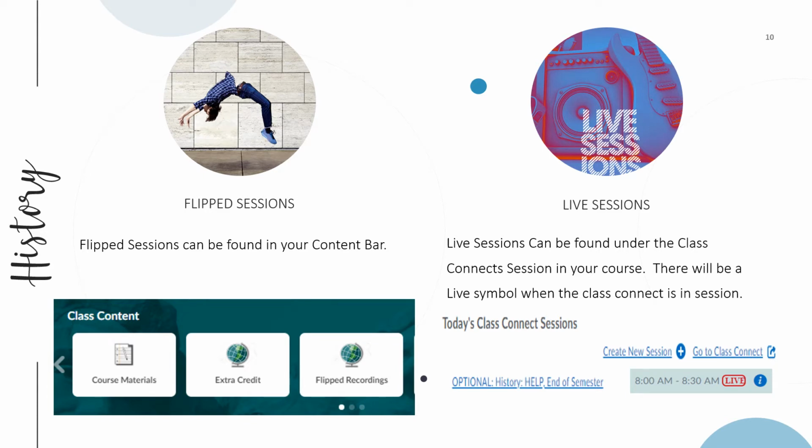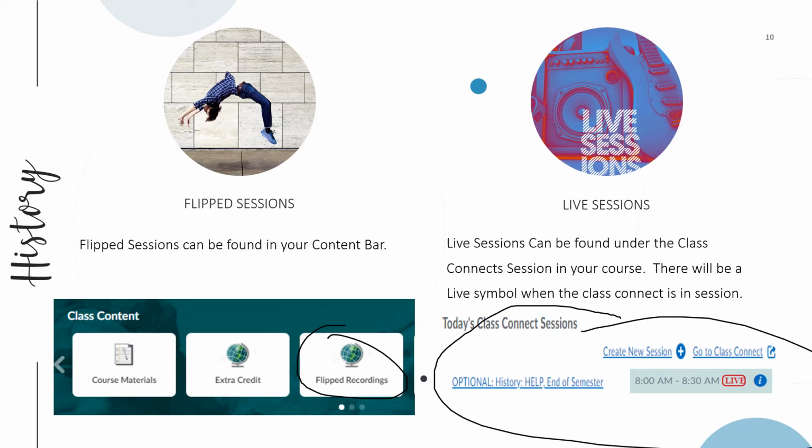The flip sessions, which are the recordings, can be found in your flipped recordings section on that tile bar that appears at the top of your screen. And then any of the other sessions that are live can be found under the Class Connect session in your course. And so you'll see a list of the Class Connect sessions for the day, and you'll see the time. If it is live and currently on, you'll have that blue link where you can click on that to enter the class, and you'll also see that live button to know, hey, this class is in session, and you can join that class.